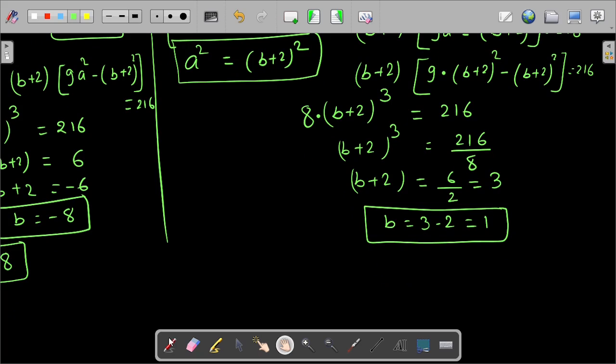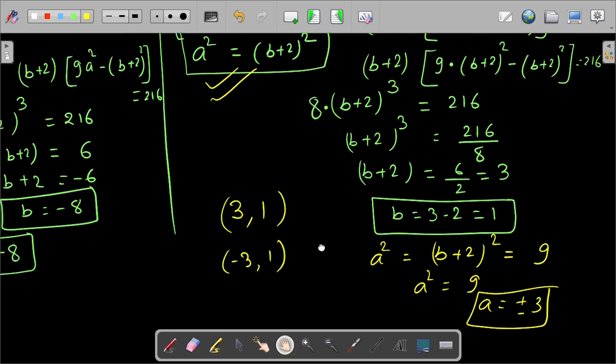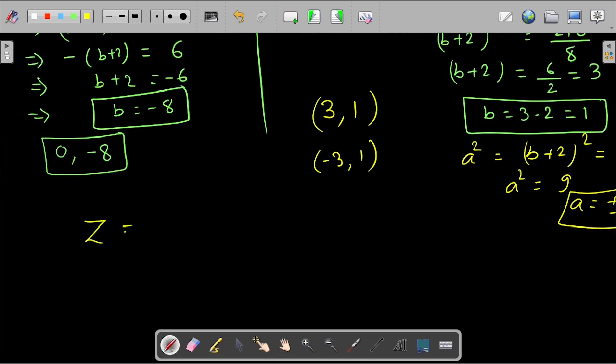When b equals 1, let us again use this relation for this case. As we know, a square equals (b plus 2) whole square, and b equals 1, so 2 plus 1 is 3, 3 whole square is 9, so a square equals 9, so a will be equals to plus minus 3. So what's the solution here? Here a equals 3, then b equals 1, and here a equals minus 3 and b equals 1.